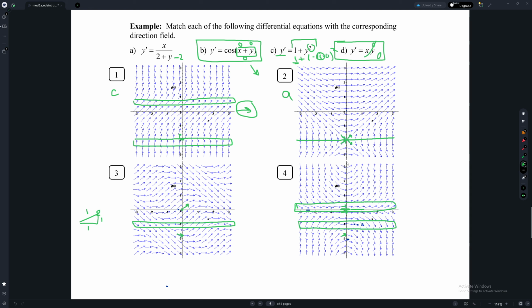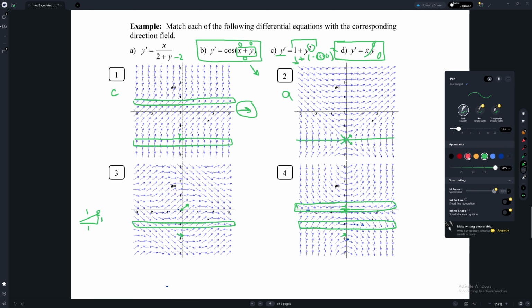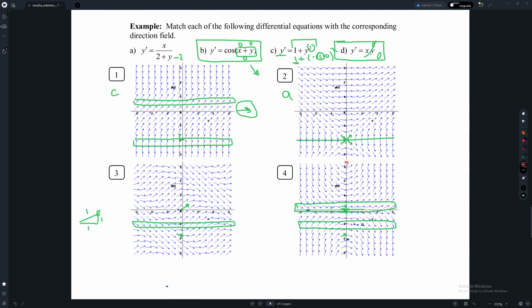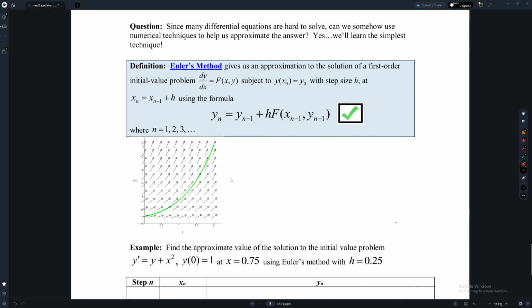If you see here along my y, let me choose a different color so it's easier to see. Along my y, whenever x is 0, so at this point x is 0, the slope is 0, because x is 0 times y of whatever number will equal 0. So even at y equals 3, my slope is 0. And so that gives it away. That tells you this is supposed to be D and this is B. And that's how you do this one.